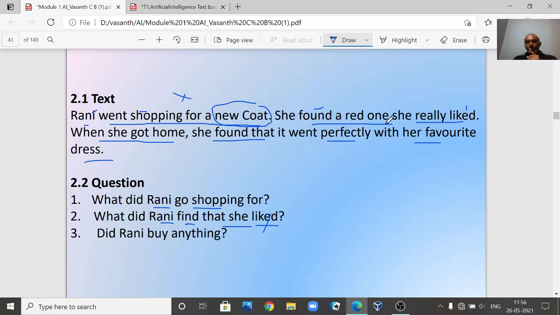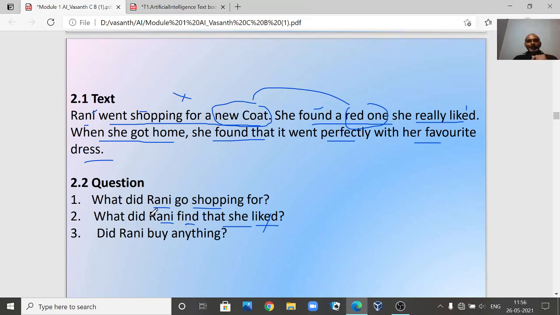So she found a red one. So what did Rani find that she liked? A red one. That is a red color coat. This is how we are going to answer. Clear? Now take the third question.